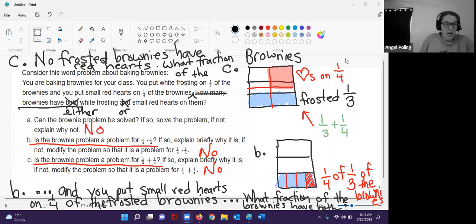So you're baking brownies for your class. You put white frosting on 1/3 of the brownies, and you put small red hearts on 1/4 of the brownies. No frosted brownies have red hearts. What fraction of the brownies have either white frosting or small red hearts on them?